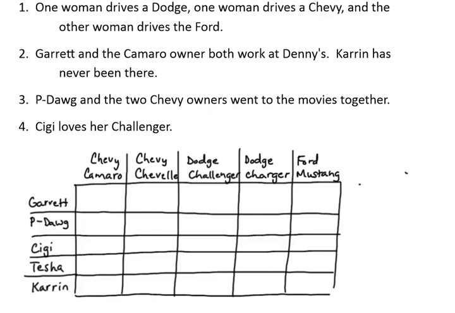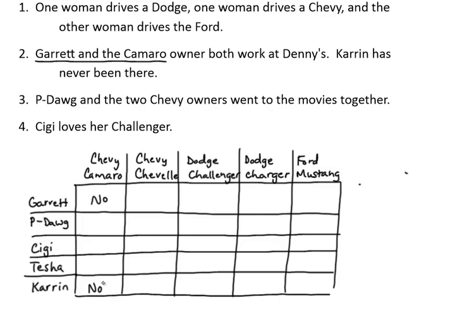Garrett and the Camaro owner both work at Denny's. Okay, so that means that Garrett cannot drive the Camaro. So we're going to go, Garrett is no for the Camaro. Karen has never been there. So that means that Karen also doesn't own a Camaro because she does not work at Denny's. So Karen is no to the Camaro.